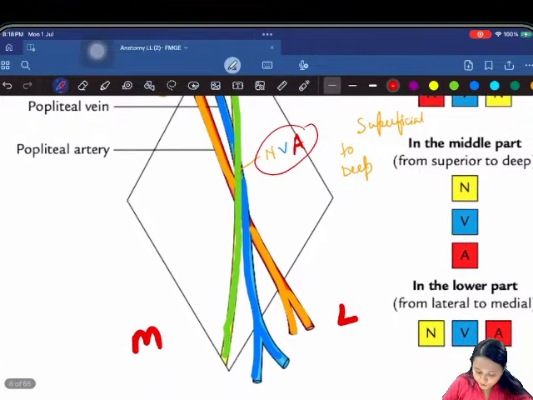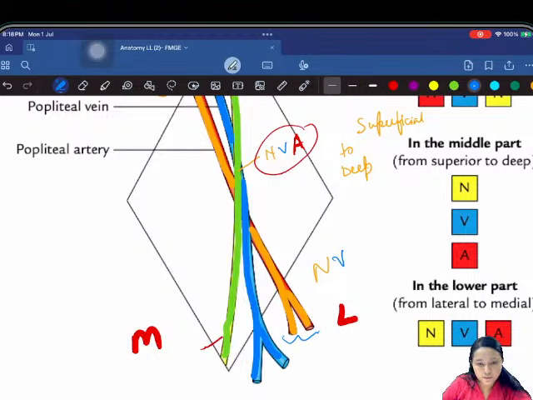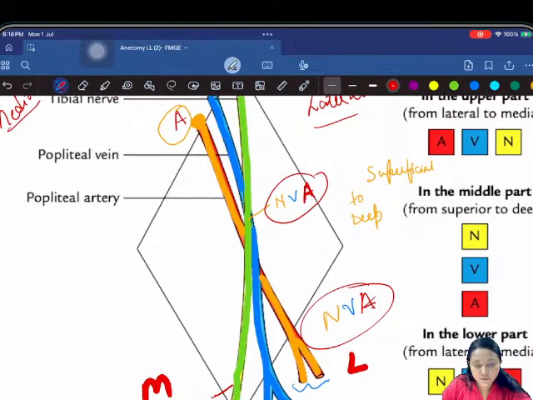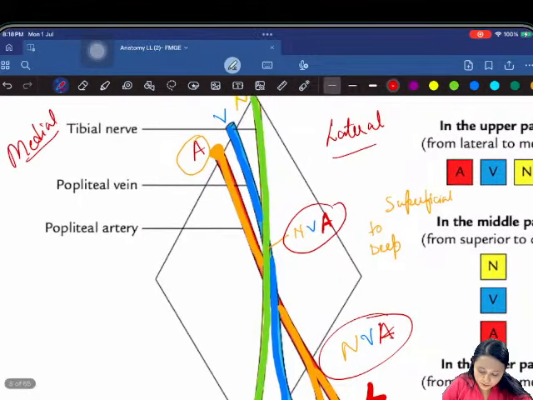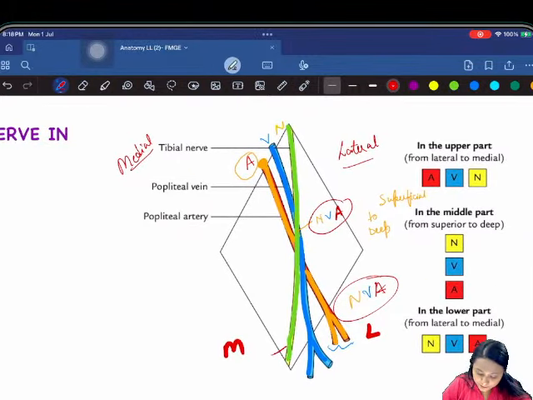Now the lower part, as you can see, from medial to lateral, the most medial structure here is the nerve, then you have the vein, and then you can see that the artery has come to the lateral aspect. So the artery will be lateral. Just try to remember that the popliteal artery will be traversing from the upper aspect of the diamond shaped fossa, from the medial to the lateral aspect.